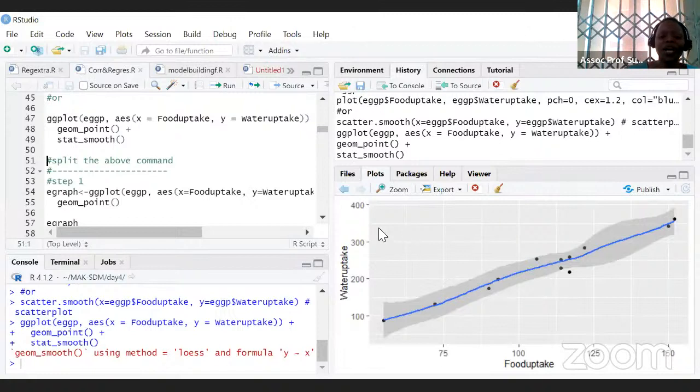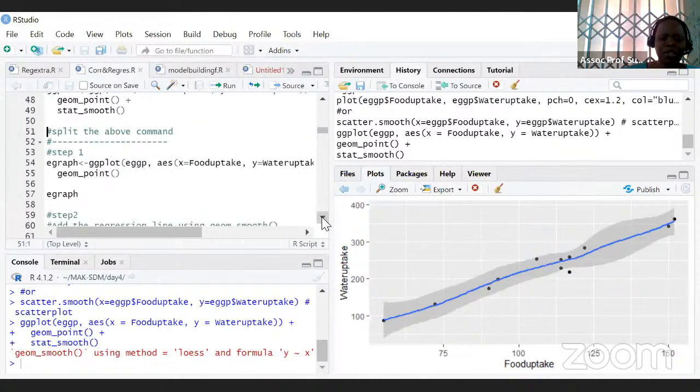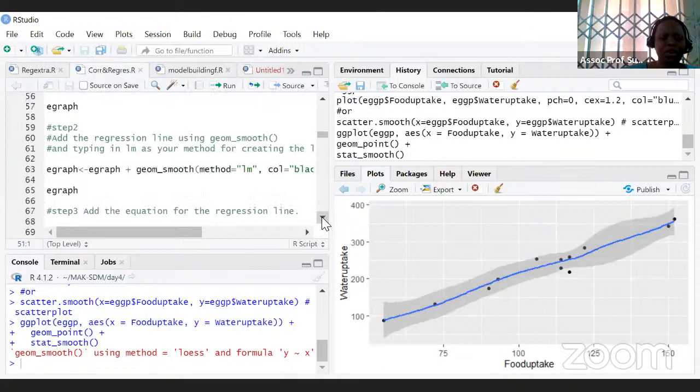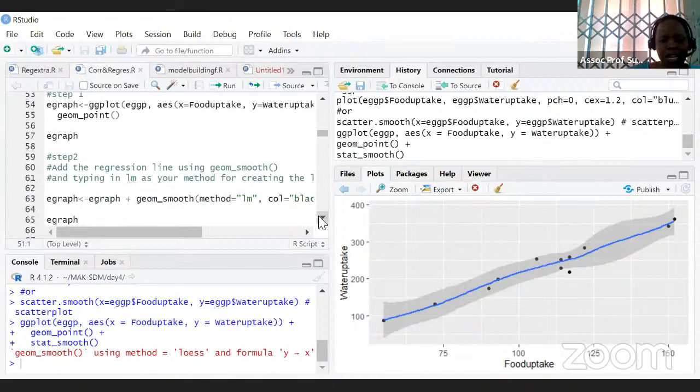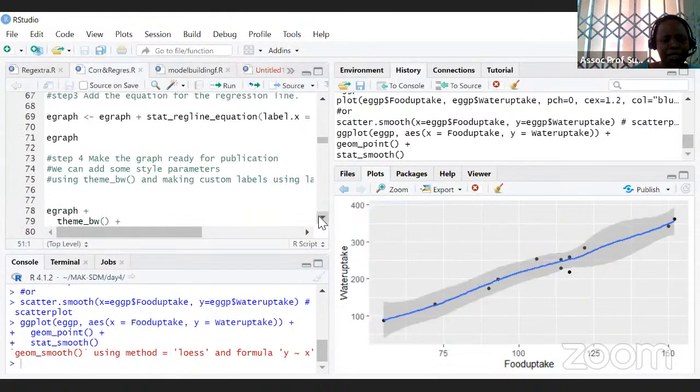Then you can split the command. You see this command here has been written at a go, but can be split, and you write those. I'm not going to run that bit. You can run those in your free time. I wanted you to know that you can actually split the above command into step 1, step 2, step 3. But let's go to the next step.